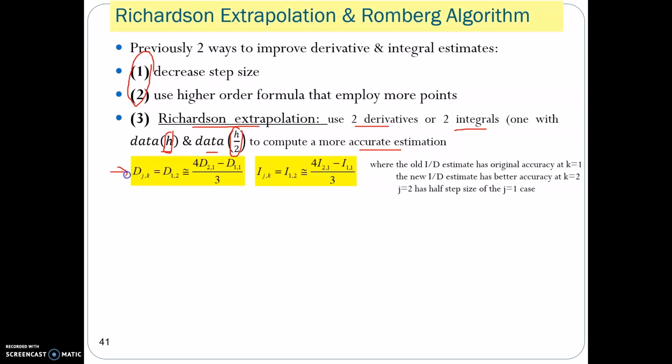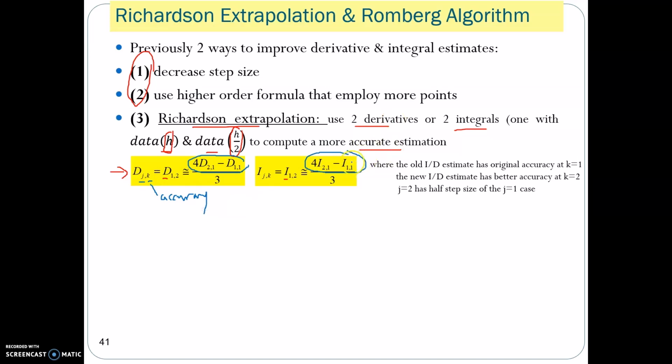So this is the Richardson formula for the differentiation and integration. In this formula, the two derivatives here and the two integrals here are the old estimation. The former number is equal to j and the latter number is equal to k. The k number here means the accuracy level.